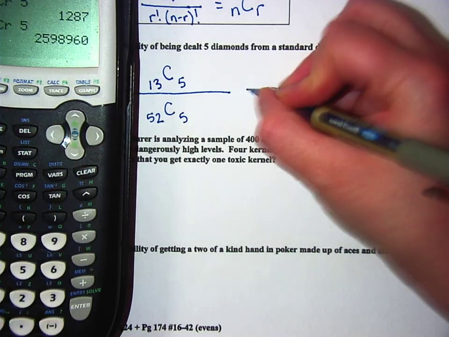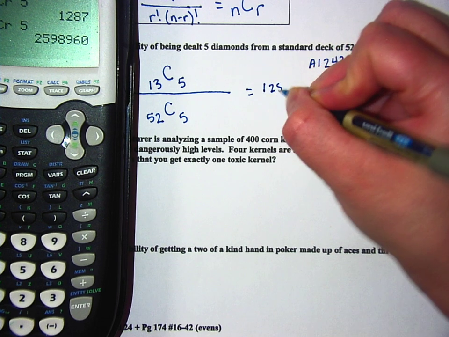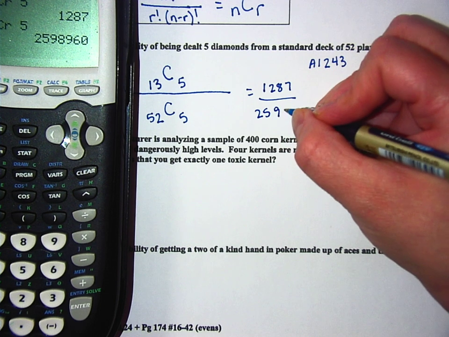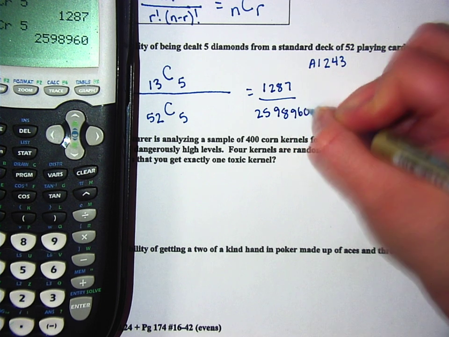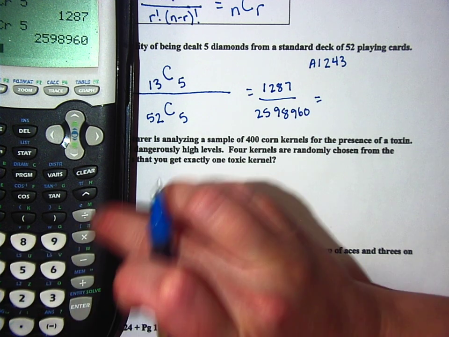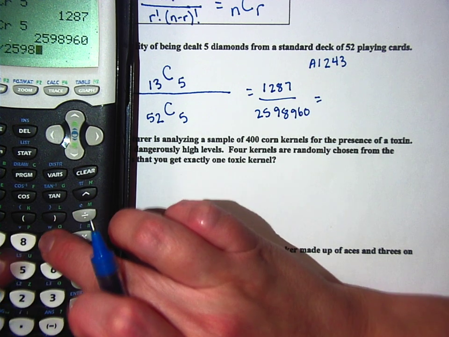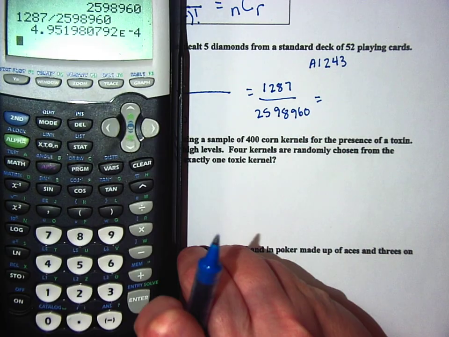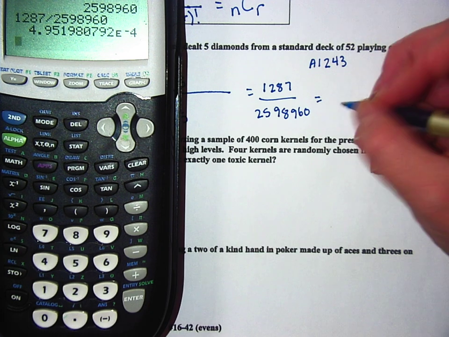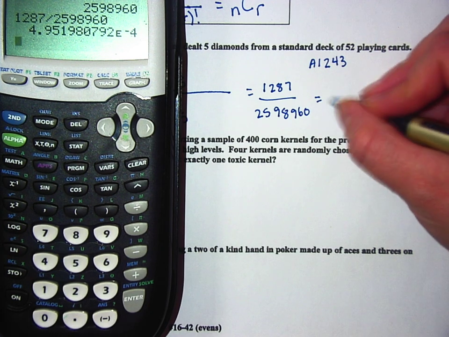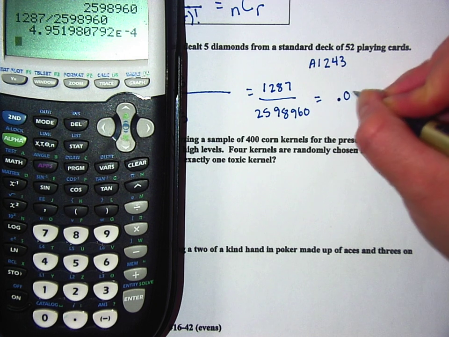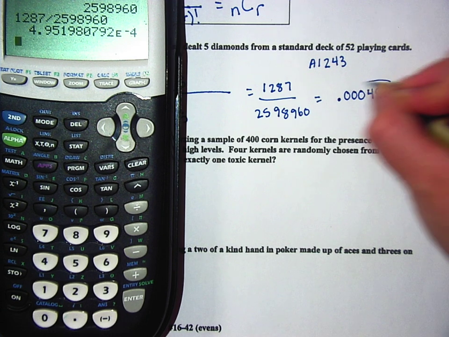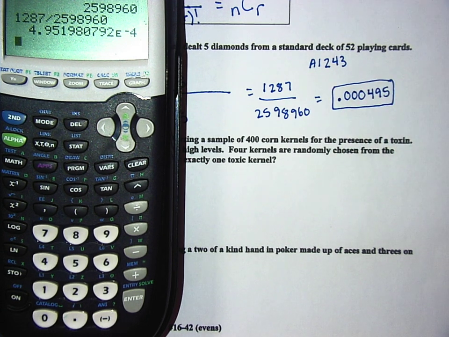So it's 1,287 out of 2,598,960. And then if I actually divide those two, see how it says 4.95 e to the negative fourth? That means you move the decimal place to the left 4 times. So that's 0.000495. Again, we're going for 3 significant digits there.